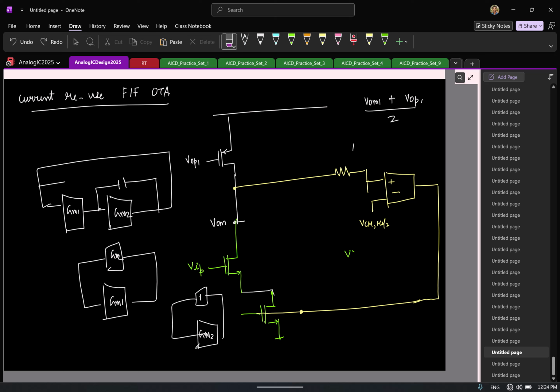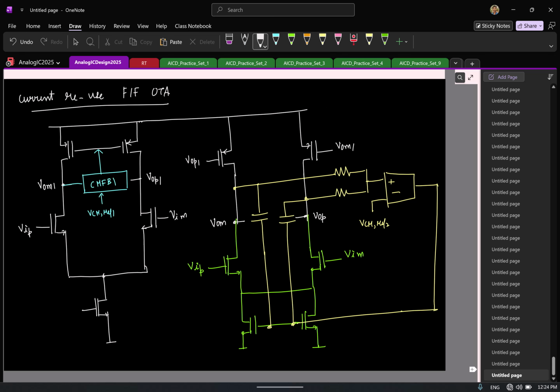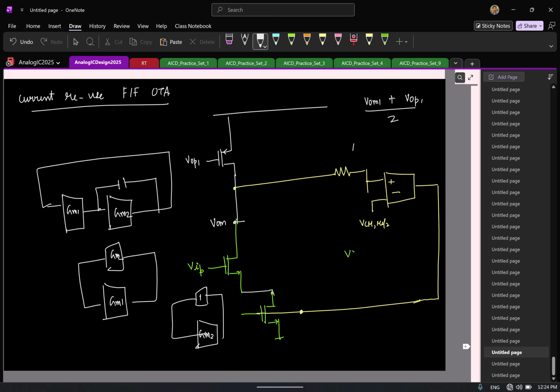In fact, I gave it as a problem in one of the practice sets, so I'll let you figure it out. But at least, does it make sense? Now we can think of this as the first stage and this as the second stage. Typically we put it across the second stage, so that's where the capacitor comes here.